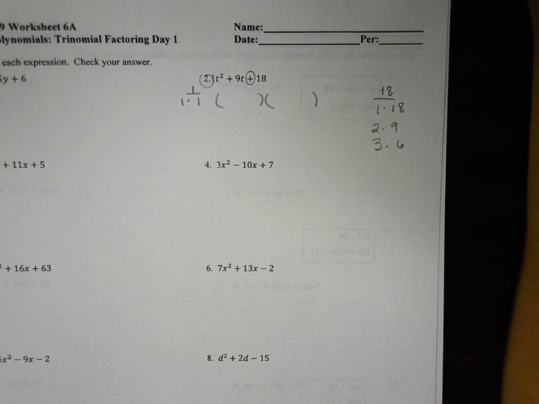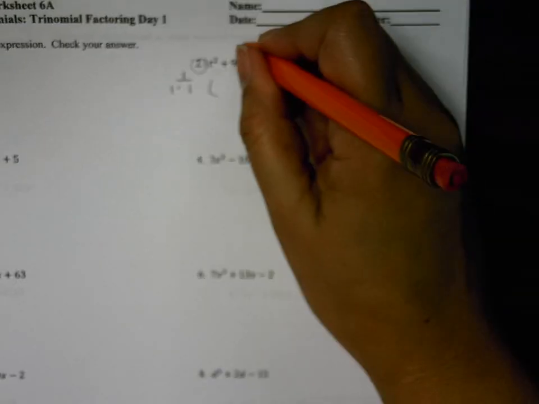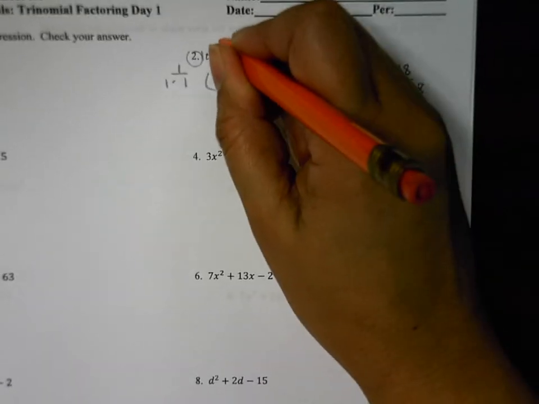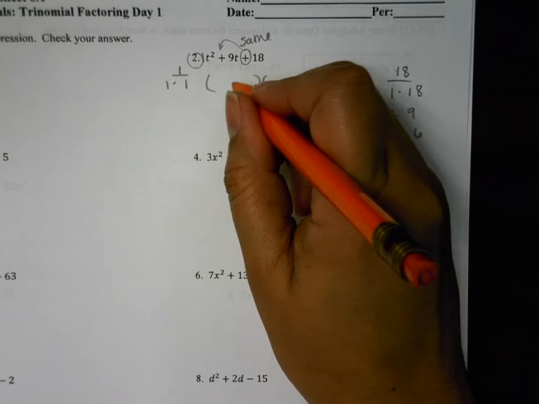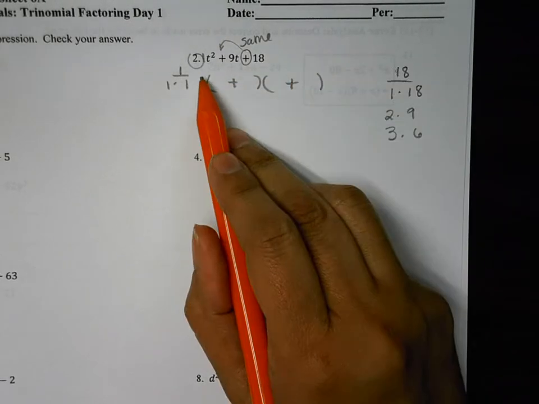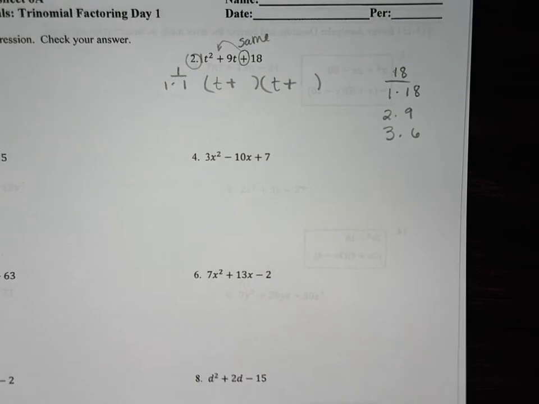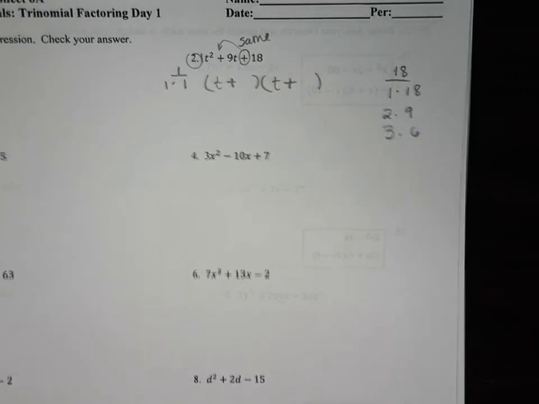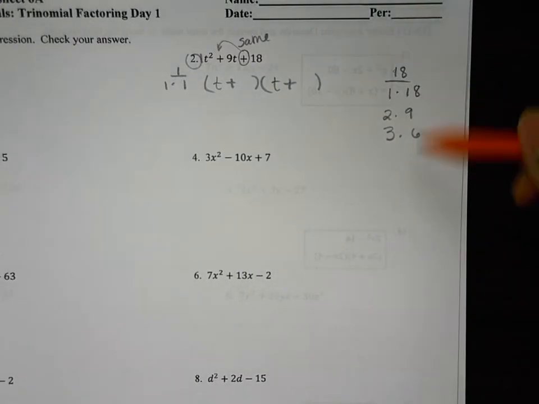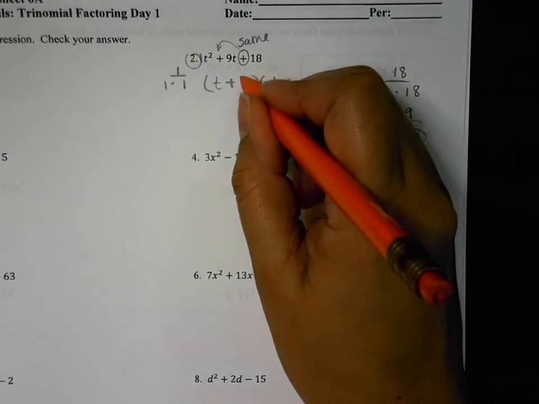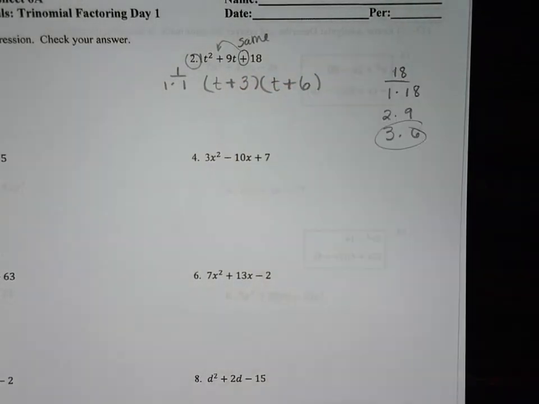My last sign is positive. What does that tell me? My two signs are the same or different? Same. The neighbor tells me they are both what? The only way to get 1t squared is using 1 and 1. Is that equivalent to just t and t? Yes. All right, so this is the one where you can use the adding shortcut. Which one of these adds up to the middle term? 3 and 6. So plus 3 and plus 6.